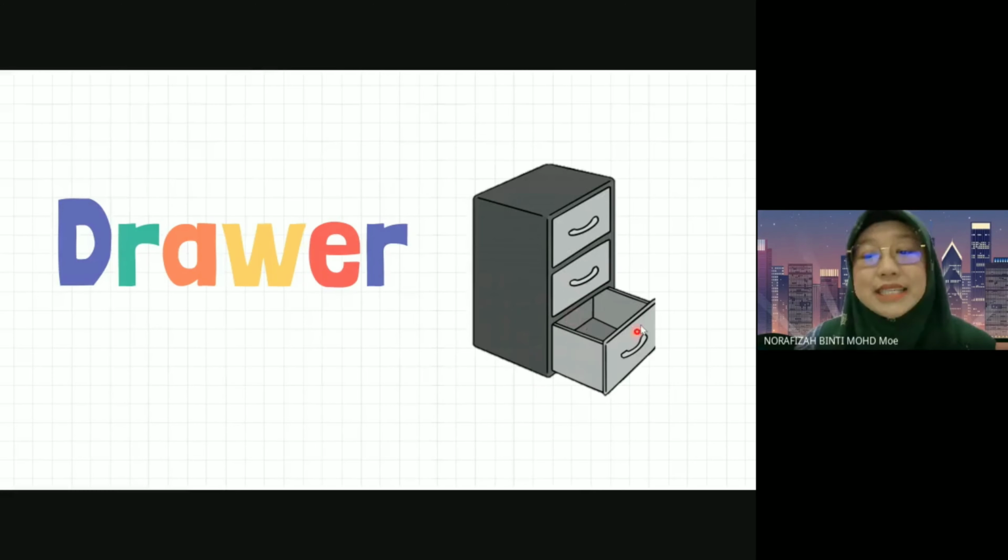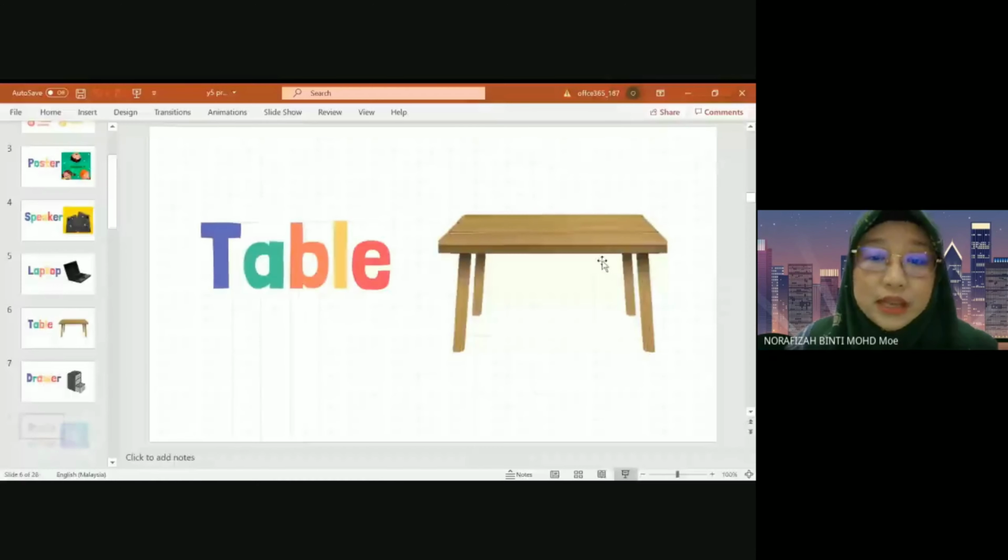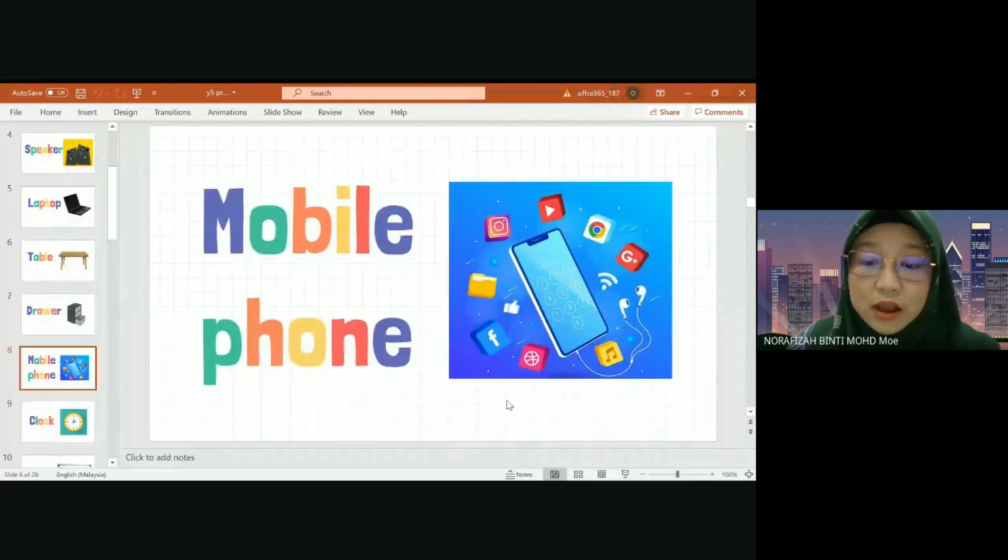Next, drawer, laci. This one is what we call drawer. Okay. Mobile phone. Mobile phone, okay. The pronunciation is mobile phone. Telefon bimbit, okay. Most of you have this nowadays, okay, mobile phone. The one at home, the one that you have at home is what we call landline, okay. Benda yang tak boleh nak bawa ke mana-mana. Mobile phone ni dia boleh bergerak. Kita boleh bawa pergi mana-mana.